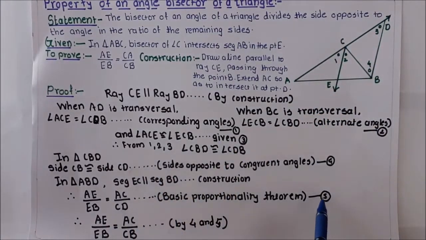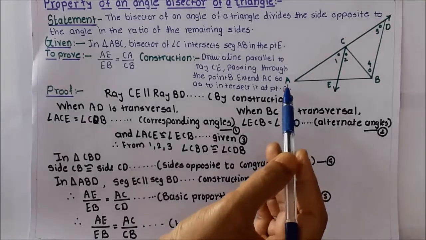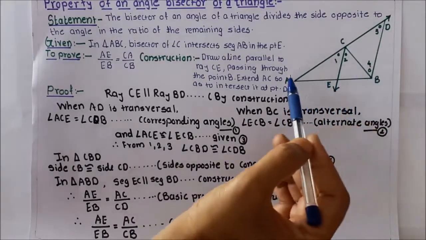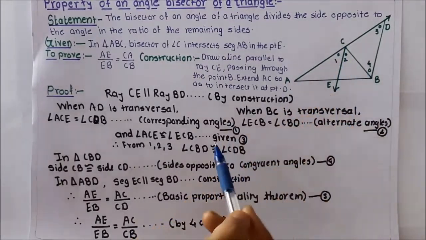We will give number 5 to this statement, and from 4 and 5 you can see we are going to replace CD by CB, so that we get AE upon EB is equal to AC upon CB. Means AE upon EB is equal to AC upon CB. So the theorem is proved.